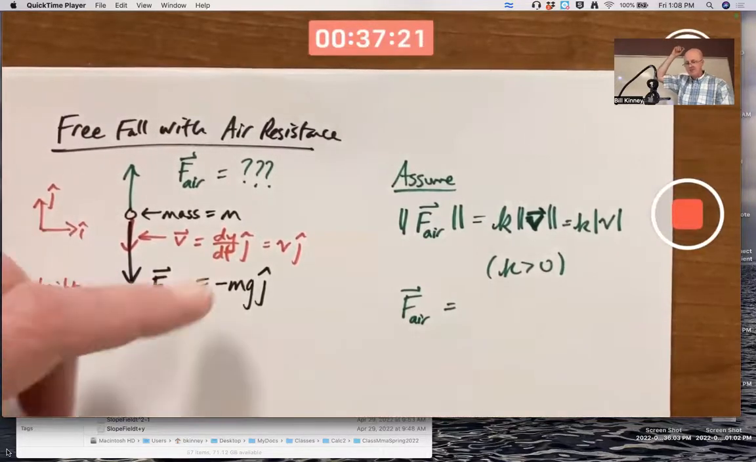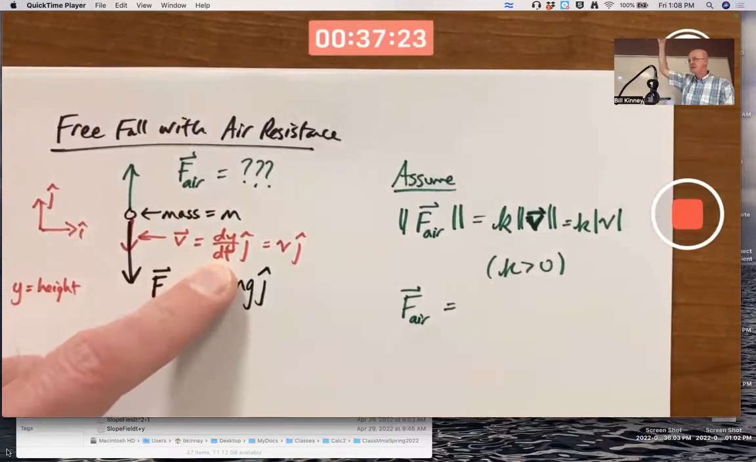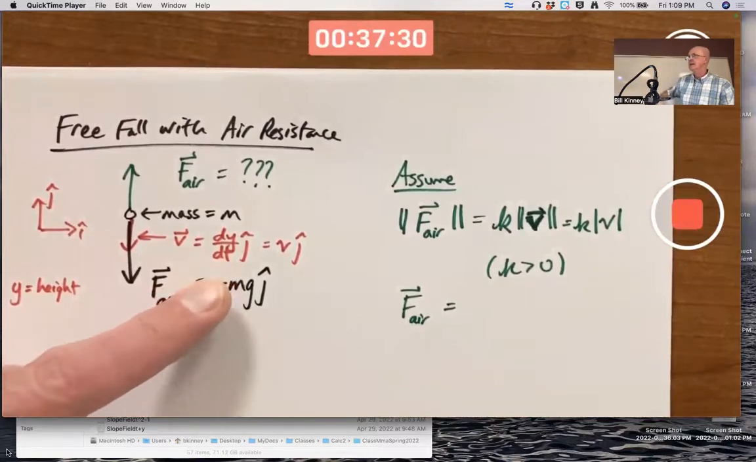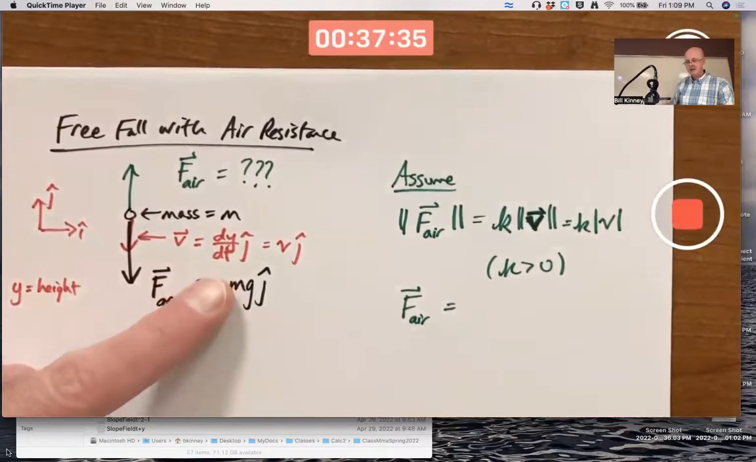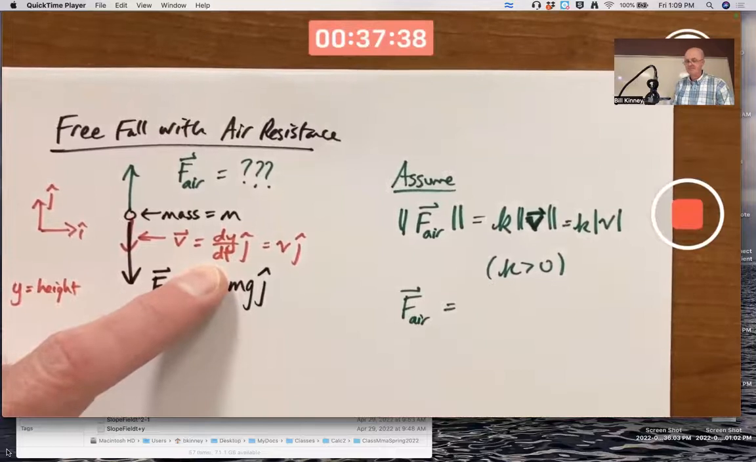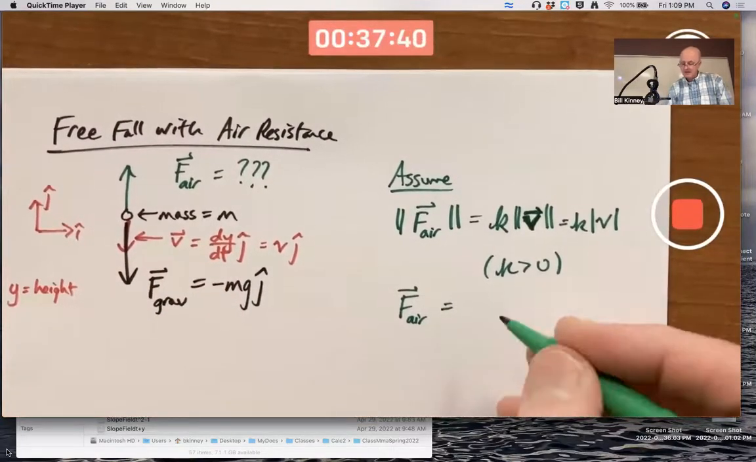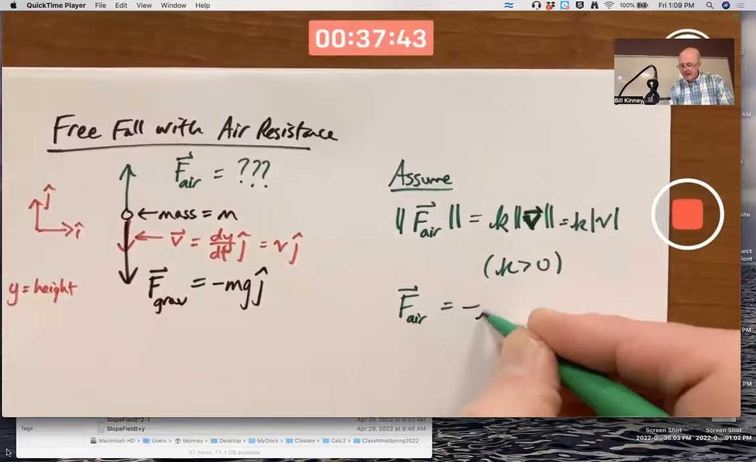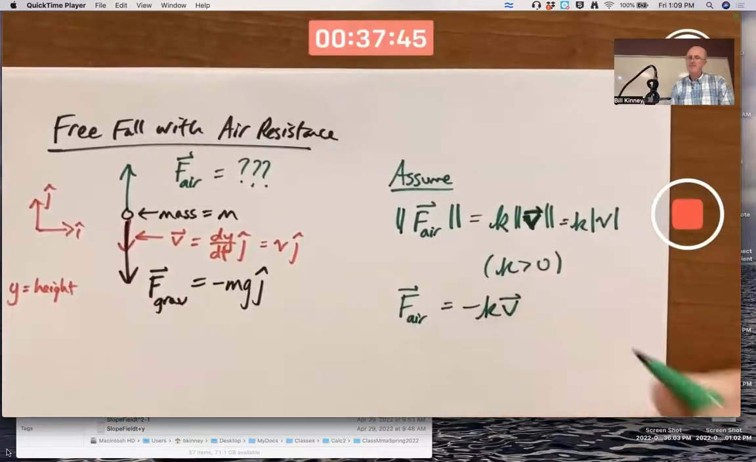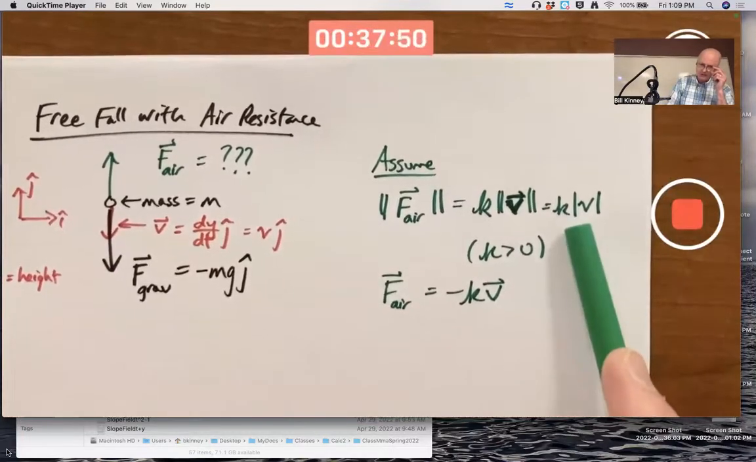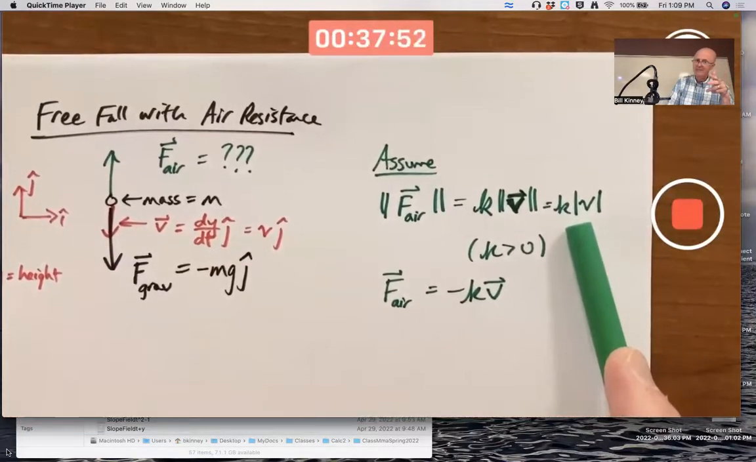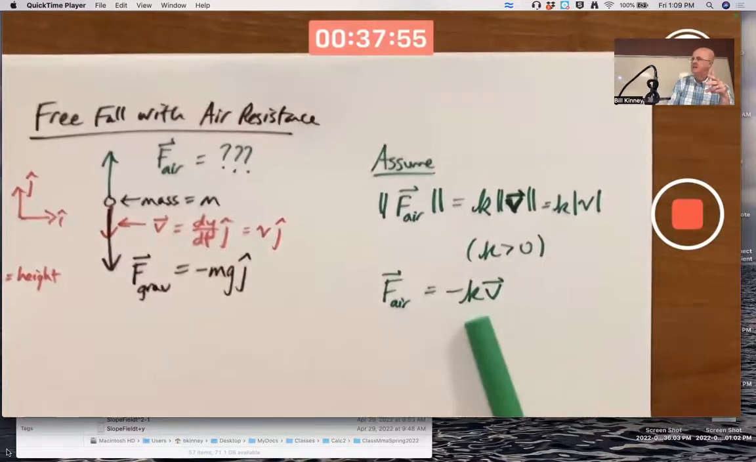Cursive v is the rate of change of height with respect to time. The height is decreasing with respect to time when the object moves downward. So cursive v would be negative. If it's moving up, then the height is increasing with respect to time. Cursive v, dy dt, would be positive. So it turns out this ends up equaling negative k times the velocity vector. In order for this condition up here to hold, and for the force to point in the opposite direction of the velocity vector, that's got to be its equation.